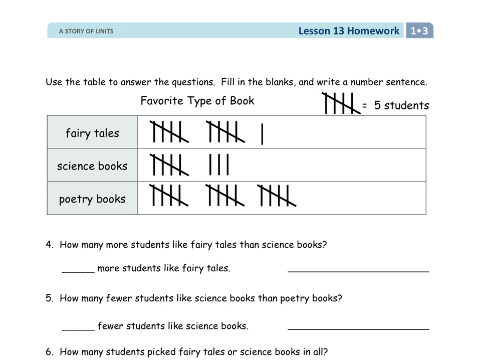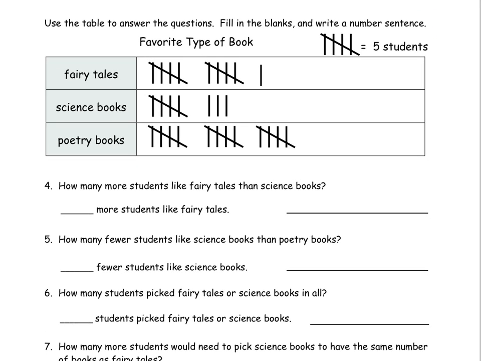So page 2 says, use the table to answer the questions, fill in the blanks, and write a number sentence. So we're doing the same thing. The big thing is our key right here that we know when we get that diagonal line cutting across, that means that there's 5. So each tally mark is one student. So we'll take a look at question 4. How many more students like fairy tales than science books? So I'm going to count how many fairy tales we have, and remember these dashes, when we have 4 and then a line through it, that's 5.